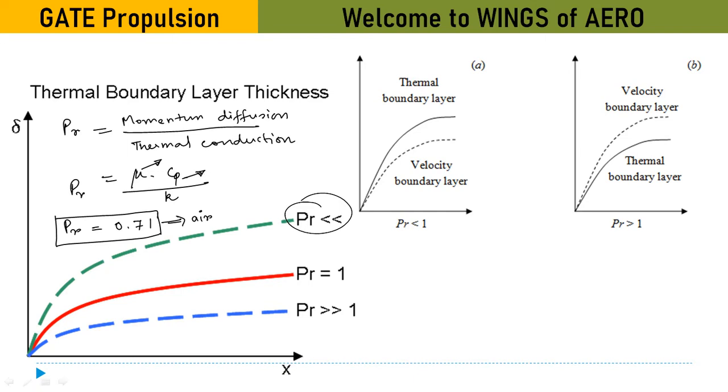What is Cp? Specific heat at constant pressure. K is a thermal conductivity.